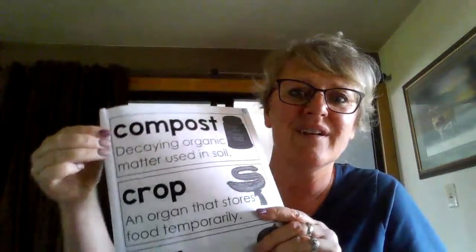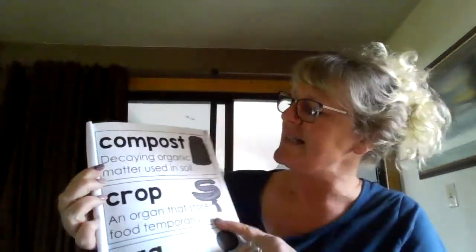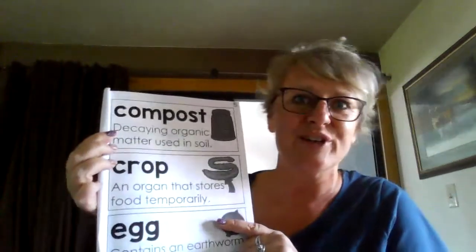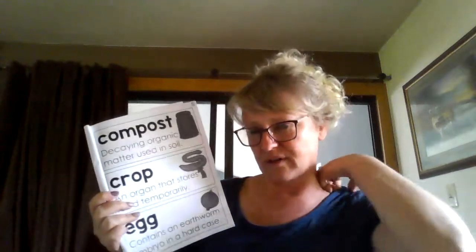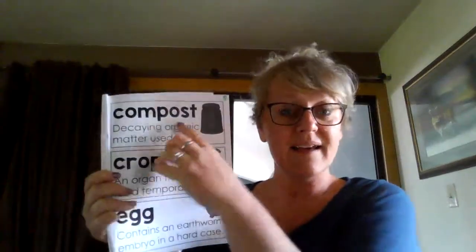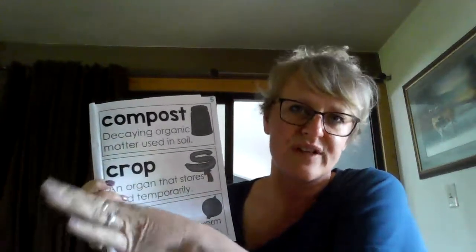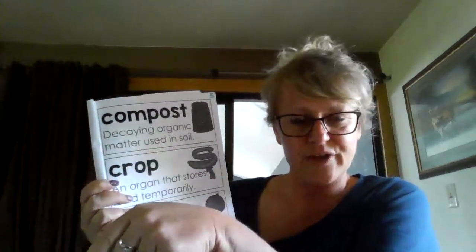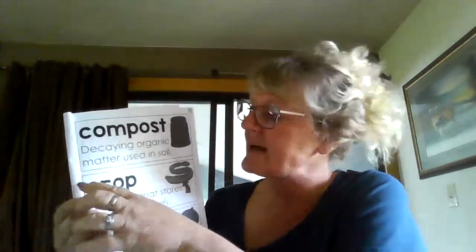Page 5, compost, decaying organic matter used in soil. Remember, I read at the back page of what happens to our trash about compost and matter. There's green matter, brown matter, and water. So green matter is organic. It's the green grass and leaves and fresh fruits and vegetables. And then the brown matter are the old dry leaves and the straw and brown, like brown paper, that kind of stuff.